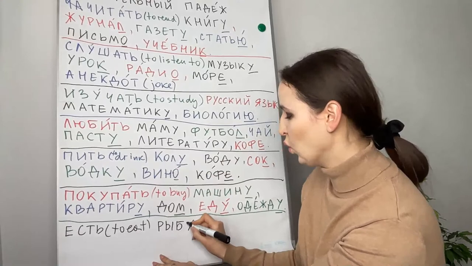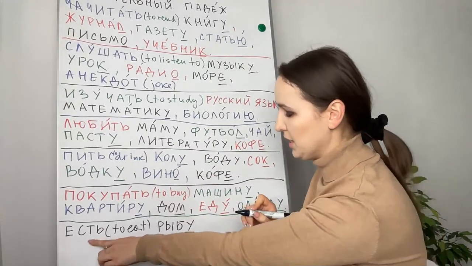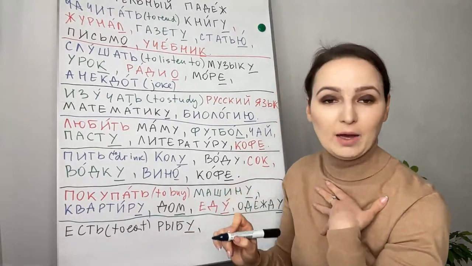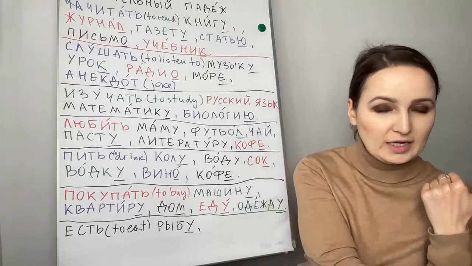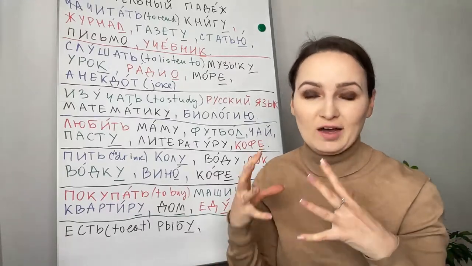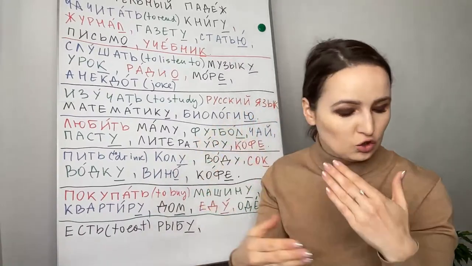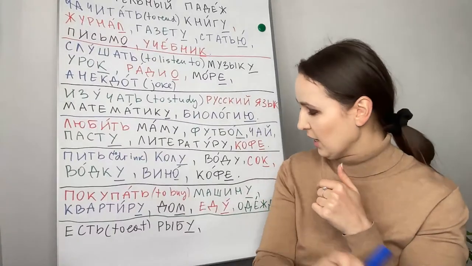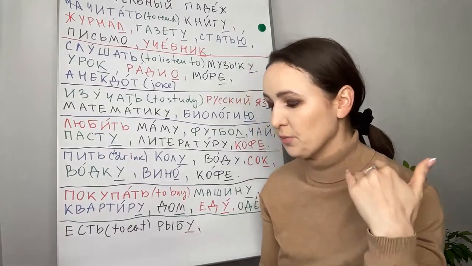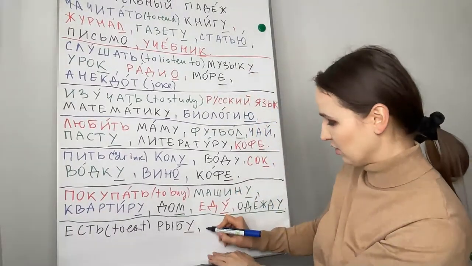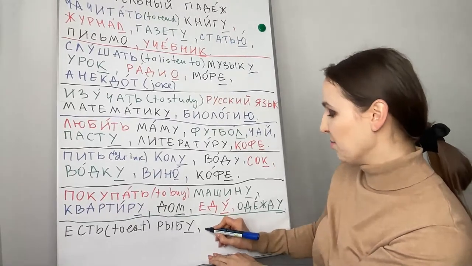Рыбу. I replaced а with у, and it's accusative now. Есть рыбу. Я ем рыбу. I eat a fish. You can't say я ем рыба. You have to change the word рыба from nominative to accusative to work with this verb. What else can we eat? Есть мясо. Meat.